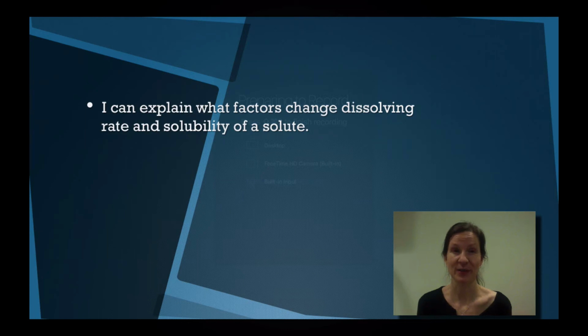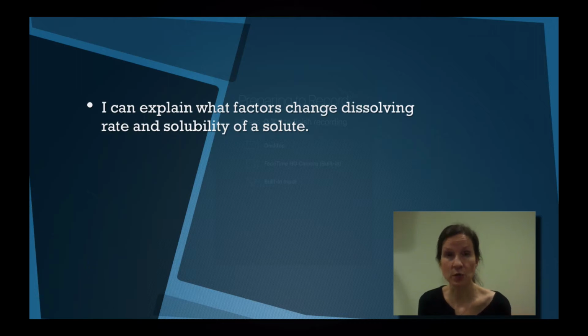This video will focus on the learning target and explain what factors change dissolving rates and the solubility of solute. If you see this learning target, essentially it's a combo of two concepts: what factors affect dissolving rate and what factors affect solubility. Those are two very different concepts. Dissolving rate is the rate at which a solute dissolves into a solvent, and solubility is how much solute can dissolve in solvent. Some factors are the same between these two things, and some factors are different.